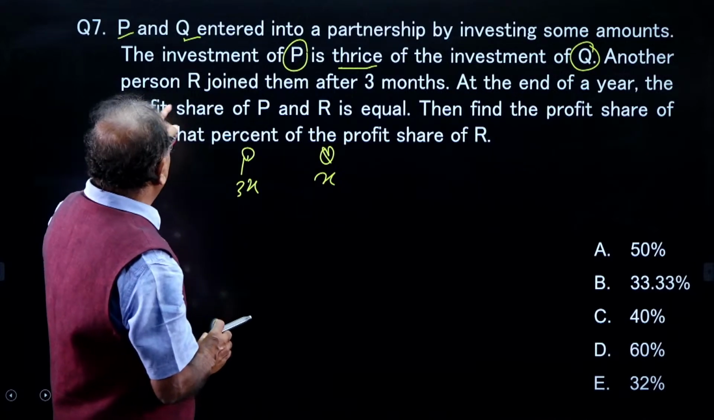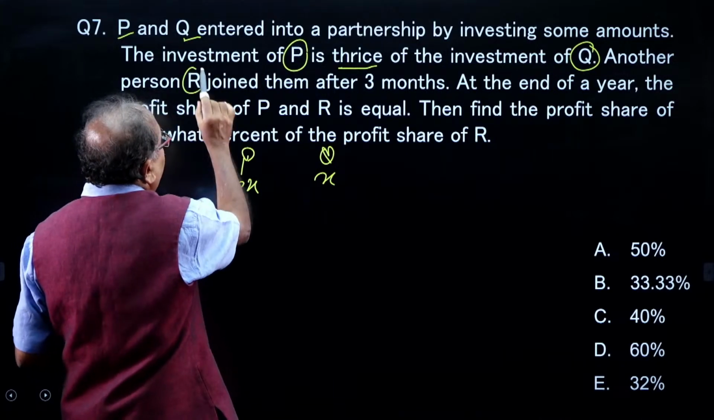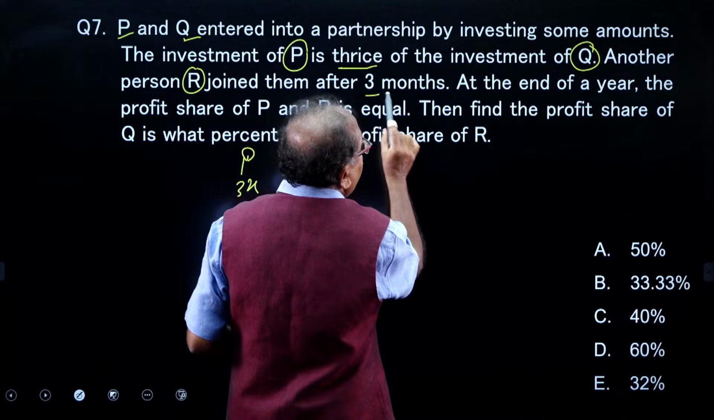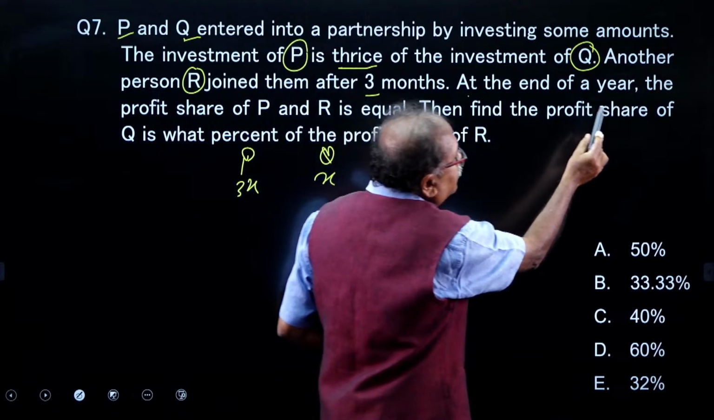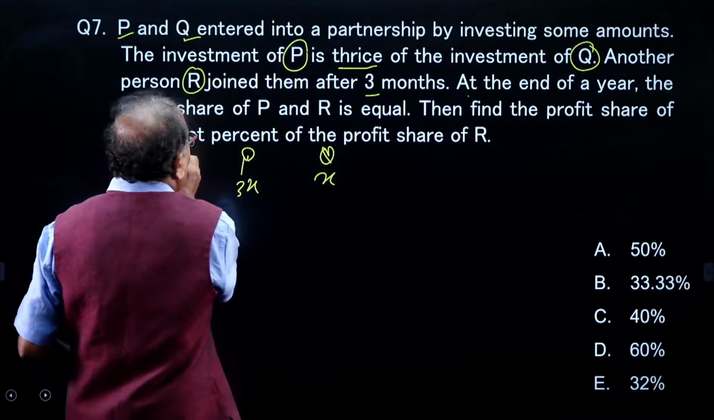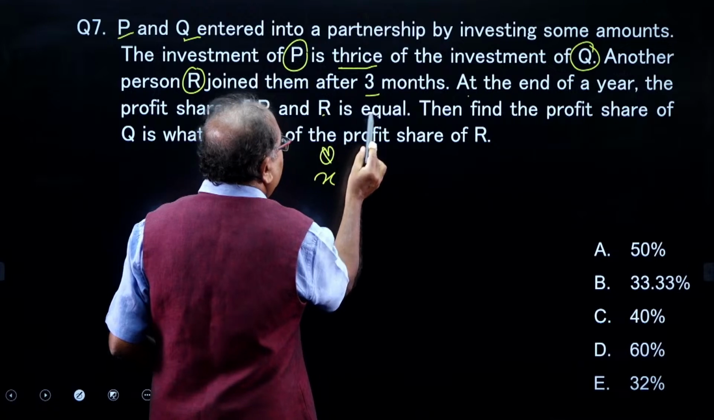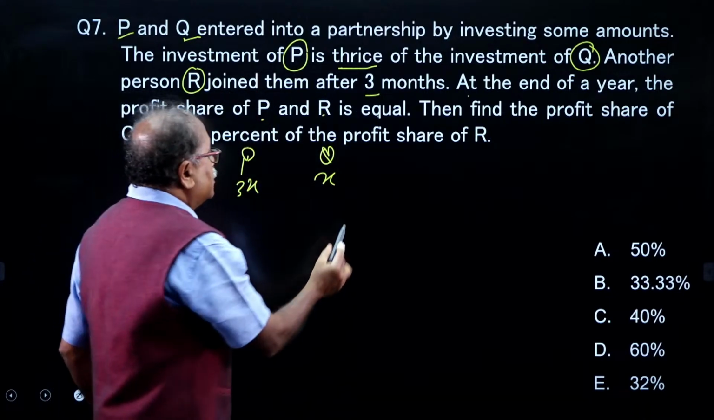And another person R joins them after 3 months. At the end of the year, the profit share of P and R are equal. So, another person joins.